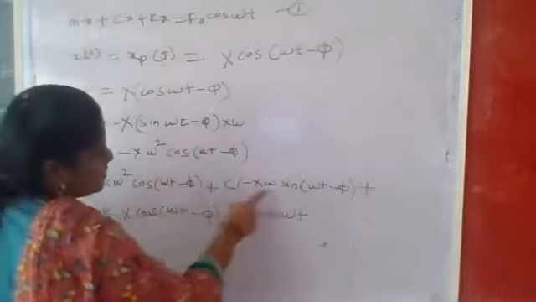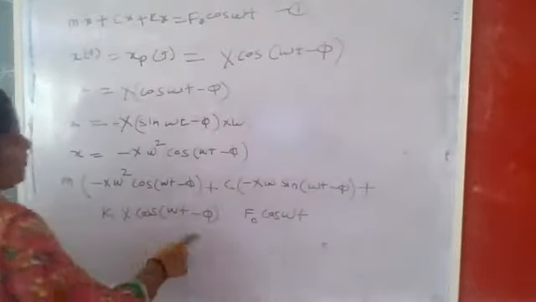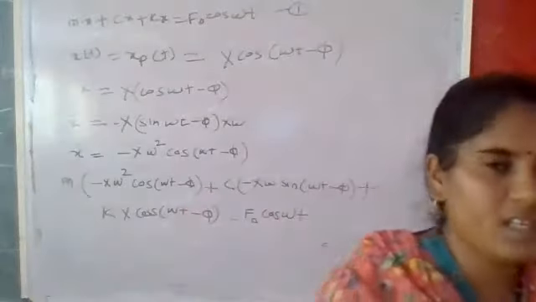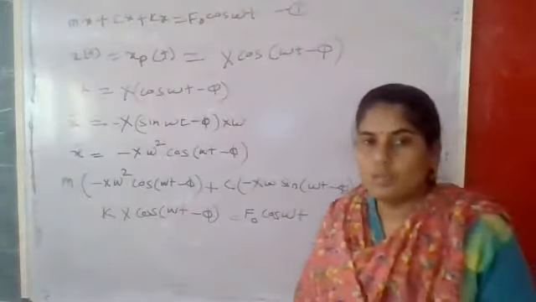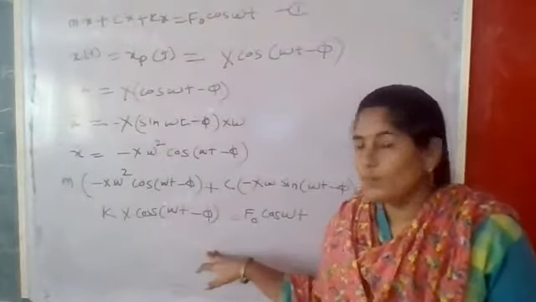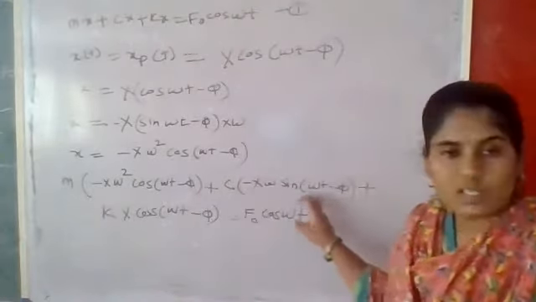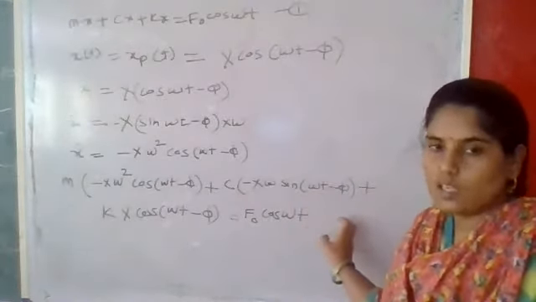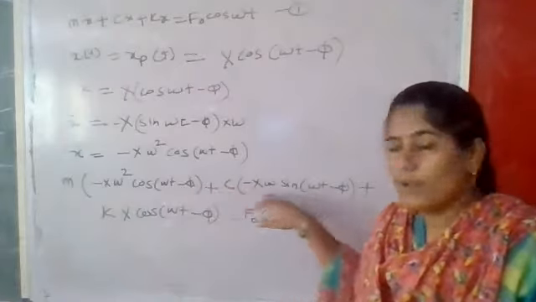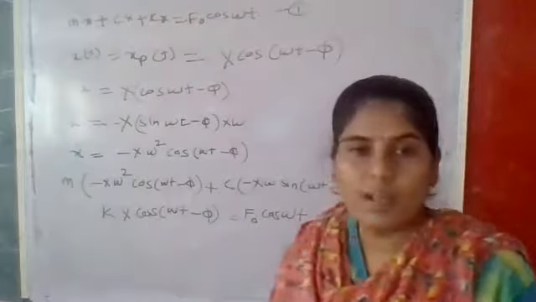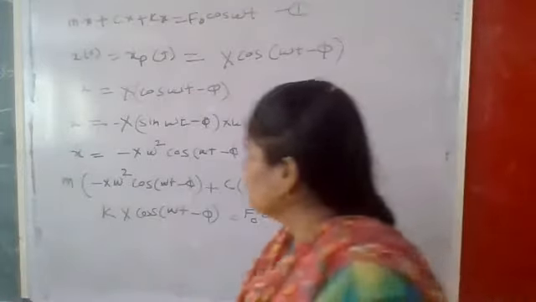But we already know the formulas for cos of a minus b and sin of a minus b. What is the formula for cos of a minus b? Cos a cos b plus sin a sin b. And sin a minus b is sin a cos b minus cos a sin b. In this way we have to apply these formulas here. So write down the formulas below and apply them directly.